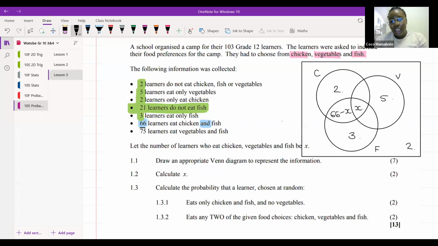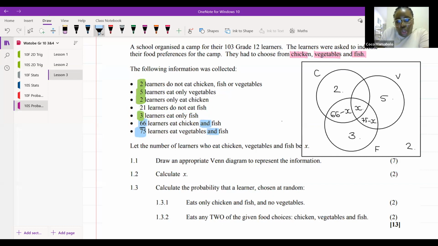Okay, is that making sense? Yes. Okay, now it says 75 students eat vegetables and fish. So vegetables and fish will be 75 minus X. Correct. Good. Good. Now let's go back to this statement.